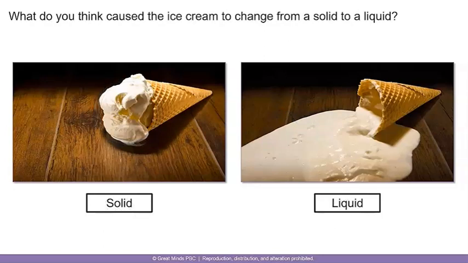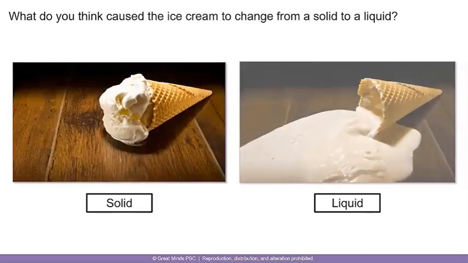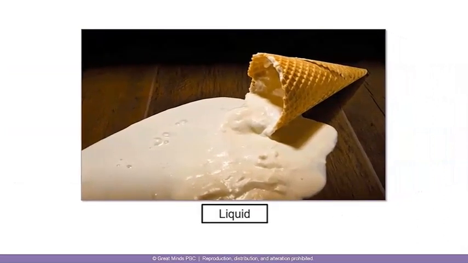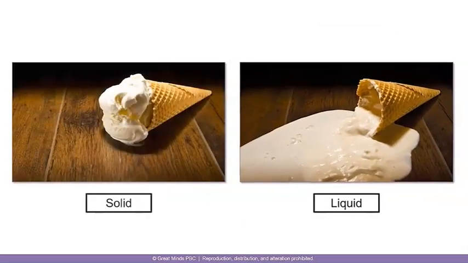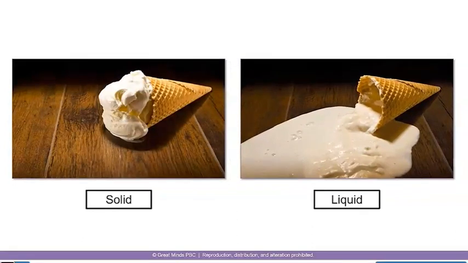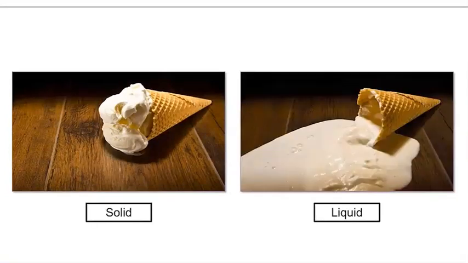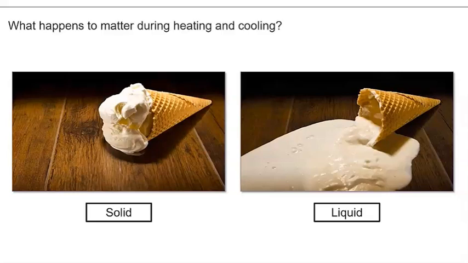What do you think caused the ice cream to change from a solid to a liquid? I think ice cream turns to liquid when ice cream gets warm. Do you agree? Yes, heating caused the ice cream to change from solid to liquid. Changes in temperature can cause changes to matter. We will continue to explore this topic today as we investigate the question, what happens to matter during heating and cooling?